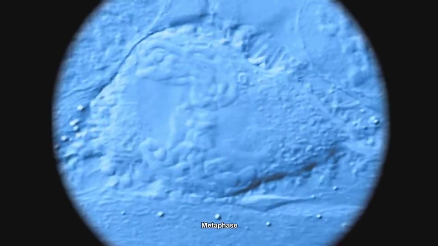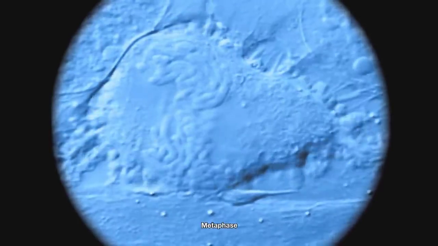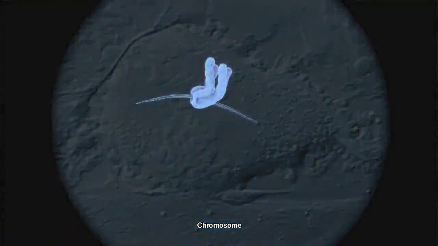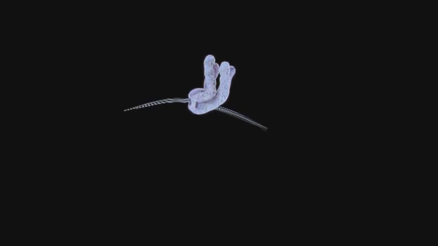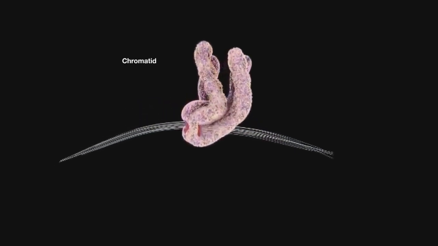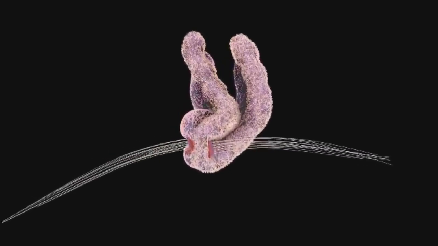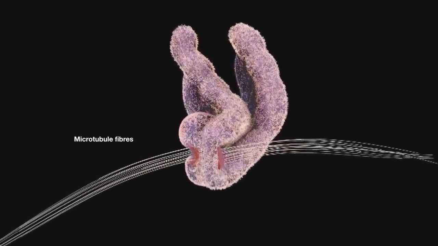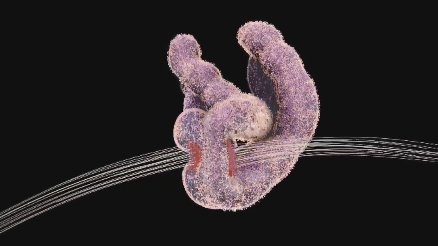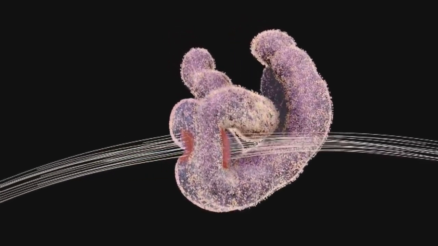This visualization isolates a single chromosome at mitosis. The chromosome contains 2 identical copies of DNA. Each DNA molecule is packaged up into one of the sausage-shaped chromatids. Sticking out from either side are microtubule fibers from the mitotic spindle used for orienting and guiding the chromosomes to their correct positions.